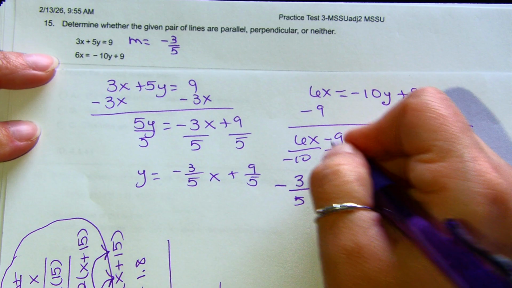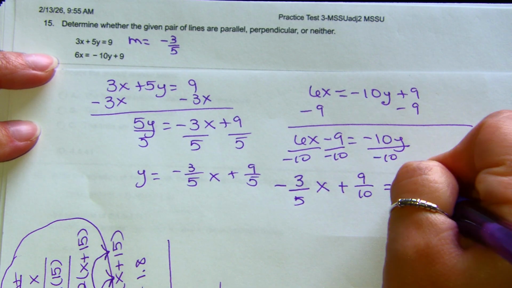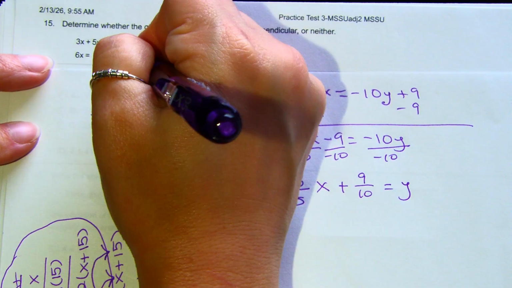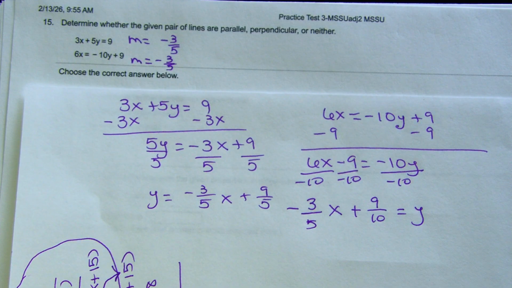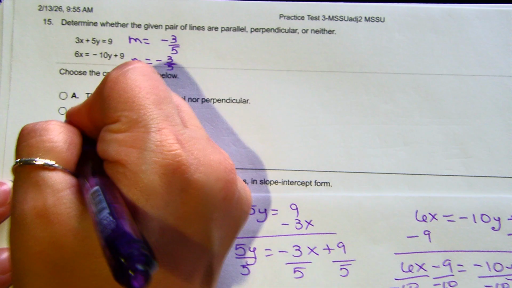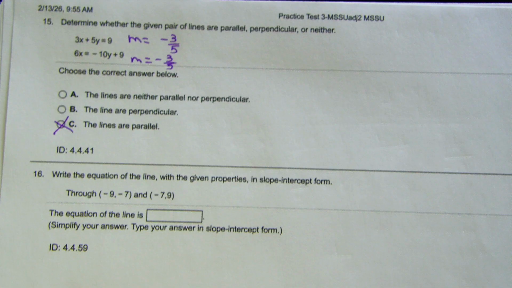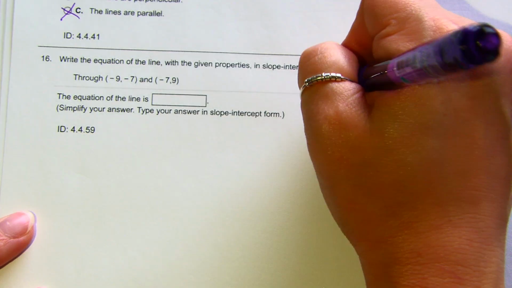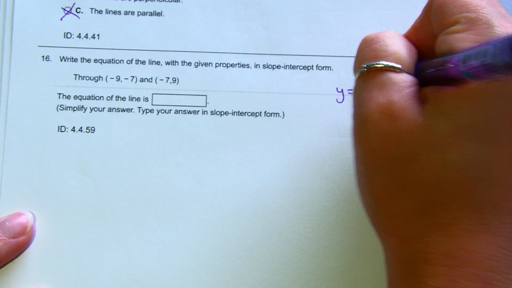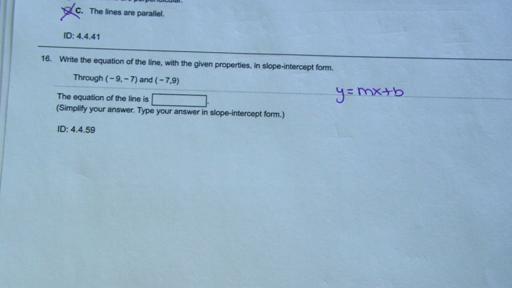One final problem. Write the equation of a line with the given properties in slope-intercept form. If you're ever asked for the equation of a line, they want y equals mx plus b. Now the problem is we're given just 2 points, we're not given anything else. So the first thing we have to do is find our slope. Slope is y2 minus y1 over x2 minus x1. I'm just going to label them in the order they're given: x1, y1, x2, y2, like this. And then I'm going to plug it in.